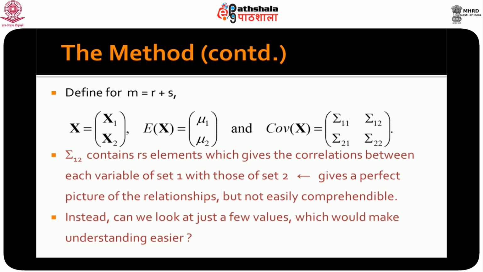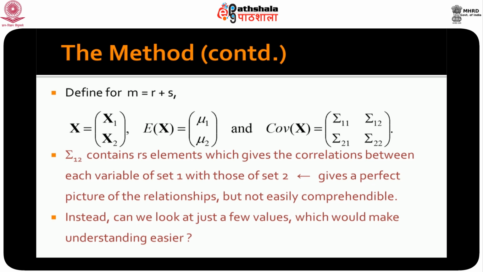Now let us spare a little time on what sigma 1 2 is. Sigma 1 2 has elements which come from the correlations between one first group variable and one second group variable. How many elements do you have in sigma 1 2? There are rs elements, r from the first group with the s elements from the second group. Now you can see that if we want to find the relationship between the two groups, we can talk in terms of these rs correlations. But obviously these rs correlations are not too easy to get information from. If you just read out these rs correlations, it will not make any sense.